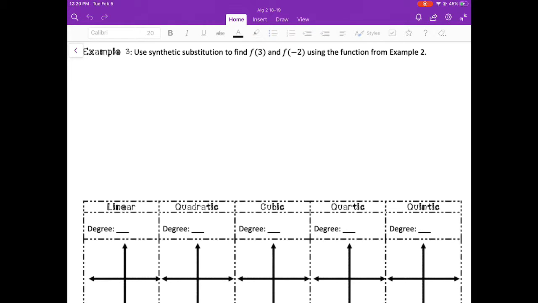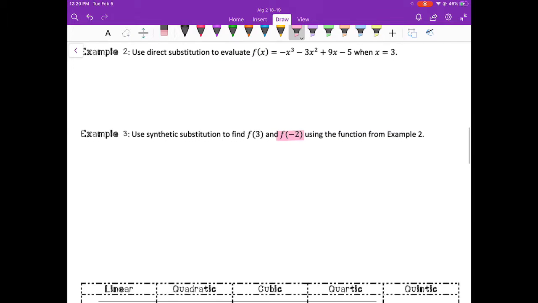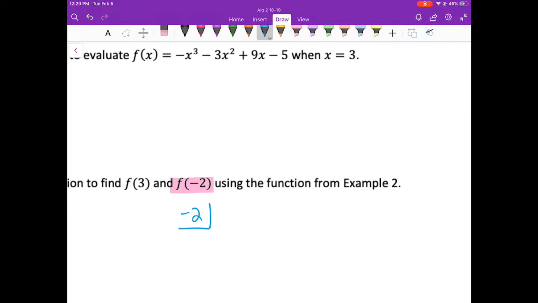Alrighty, in example 3, we are going to take the time to evaluate f of -2 using our function from example 2, in the off chance that we didn't get to it in class. So we are going to have -2 in our box, and then we have all of our coefficients going across the top. I always like to write them in, okay, if I'm starting with x cubed, then I just make a small note up top: x cubed, x squared, x, and then my constant.